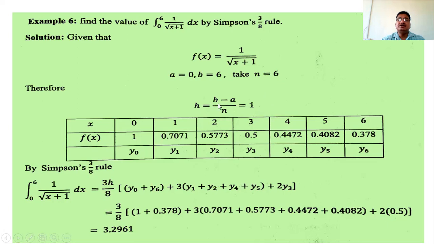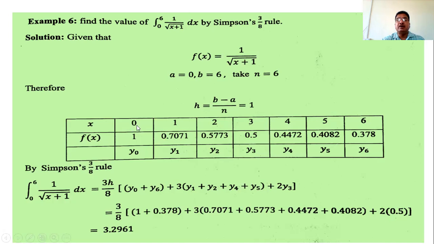So nh is what? h = (b - a)/n, that is 1. Then prepare the table, that is the values of x and the values of y or f(x). The values of x start from 0, because the lower limit is 0. By adding h, we get the next values: 1, 2 plus 1 is 3, 3 plus 1 is 4, 4 plus 1 is 5, 5 plus 1 is 6. That is, we get the upper limit.